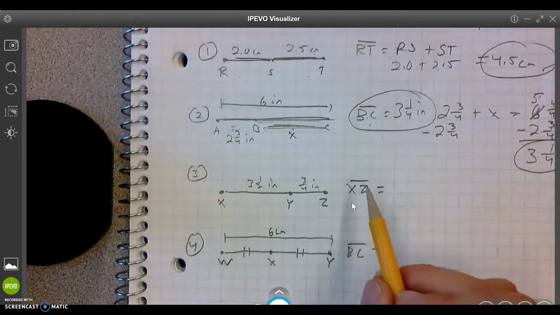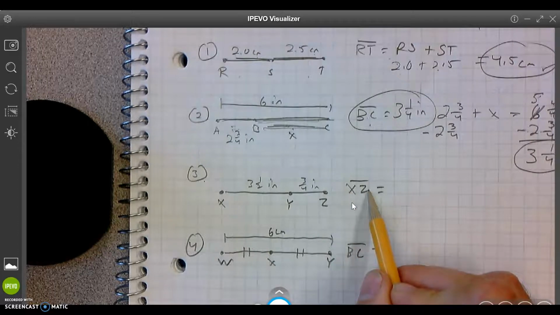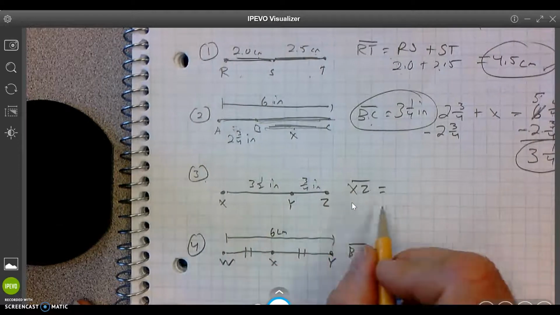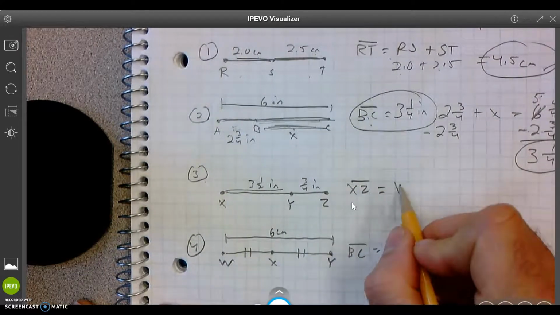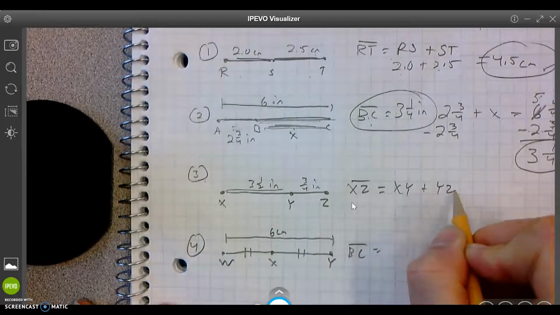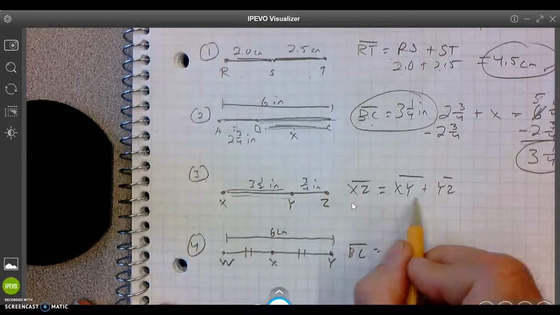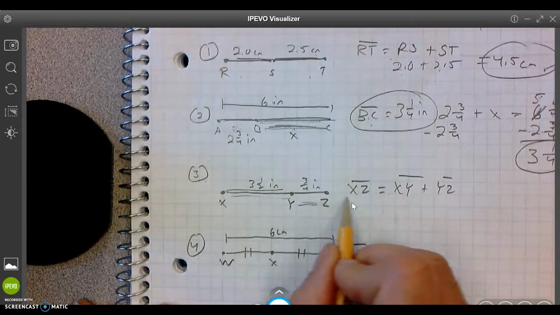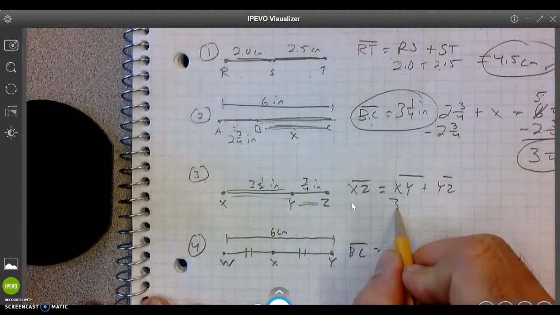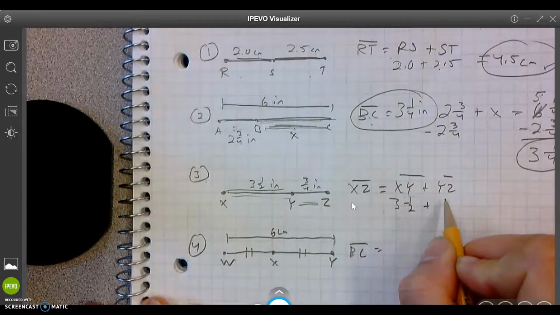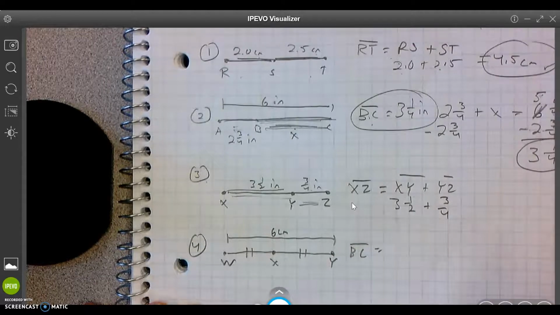Now you want xz. Okay, no problem. So xz is xy plus yz. So it's this line segment xy and this line segment yz equals the whole xz. Okay, so that's 3 1/2 plus 3/4.